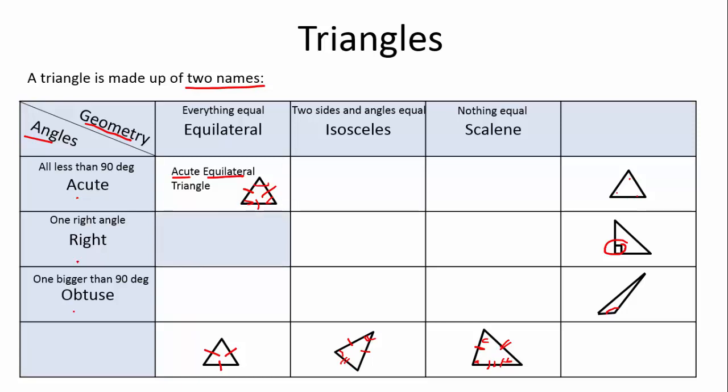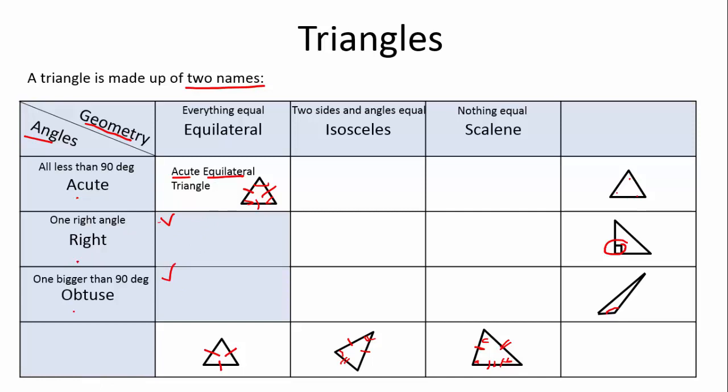We don't have a right angle equilateral triangle. If it's a right angle, you can't have equal length sides. The same goes for obtuse equilateral. This triangle can't exist. That's great. This saves us a bit of time.